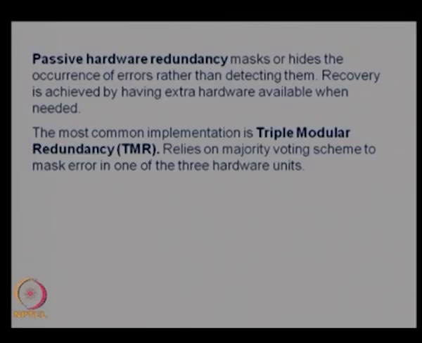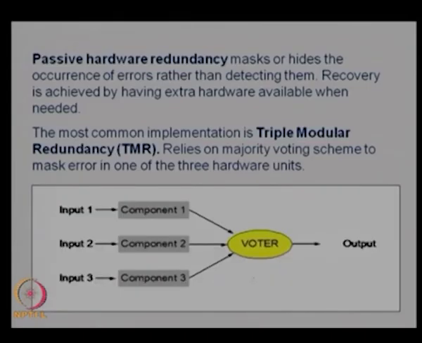So, this is the very basic implementation, triple modular redundancy, where the error will be masked or hidden by the system, and recovery will be achieved through the additional hardware which is available. The diagram for triple modular redundancy is shown here. As you can see, there are 3 components, component 1, component 2 and component 3, and all are identical. They get the same input from the previous subsystem, and process the input to produce an output.